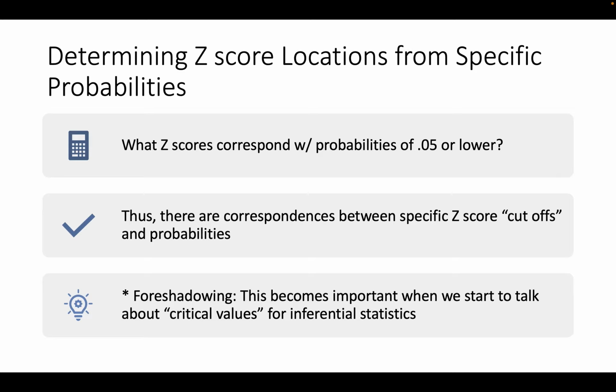So for example, if we want to know what z-scores correspond with probabilities of 0.05 or lower, look at the far right and find the probability of 0.05. Right? That aligns with the z-score of 1.64. Do you see how every score after 1.64 has a probability lower than 0.05? When we move into inferential statistics, we'll talk about critical values and these cutoff points associated with our z-scores.